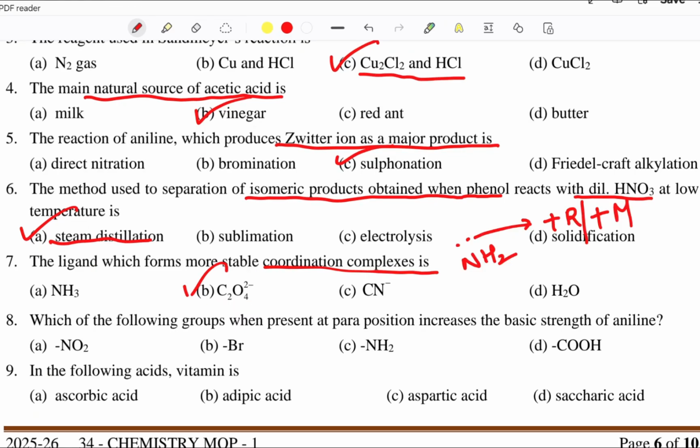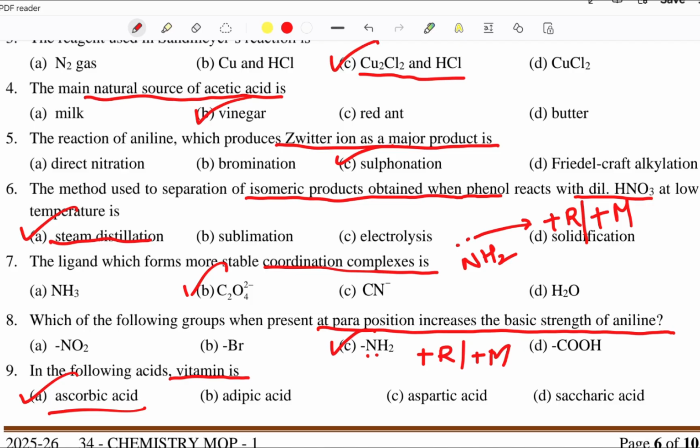Question number 8 I am explaining. Which of the following groups when present at the para position increases the basic strength of aniline? The correct answer is option C, NH2. It acts as an electron donating group due to the presence of a lone pair of electrons, and it increases the basic strength due to the plus R or plus M effect. Next, question number 9. Which of the following acids is vitamin C? Ascorbic acid is vitamin C.